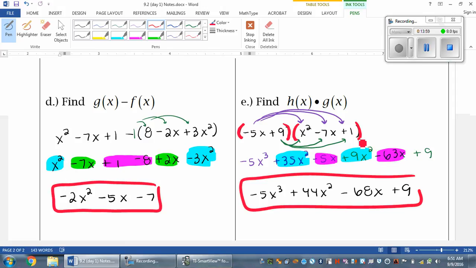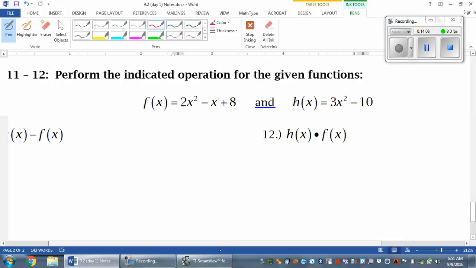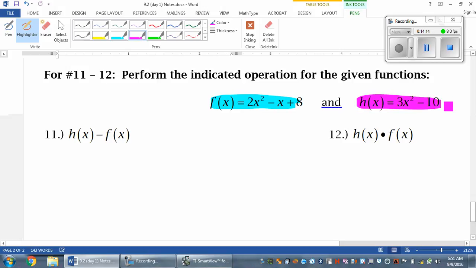All right, let's finish up with 11 and 12. And then you can go ahead and start your homework. So now I'm using different functions. So take note that f of x is 2x squared minus x plus 8. And then h of x is 3x squared minus 10. So here, since h of x comes first, I'm going to write h of x, 3x squared minus 10. Minus, because I'm subtracting the entire function in parentheses. So 2x squared minus x plus 8.